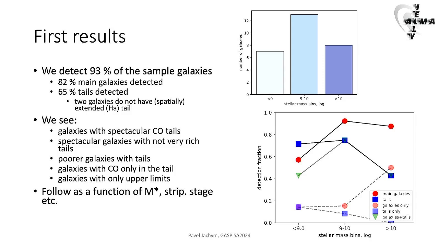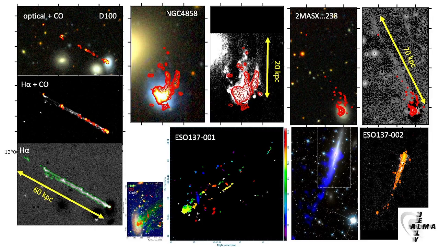And we see a variety of morphologies in CO, so I will go to that. This is a snapshot of the results. On the left, you have one galaxy. We probably have seen it previously because we did study it with APEX and IRAM. So we knew there was a CO emission in the tail, but now we have a resolved observation.